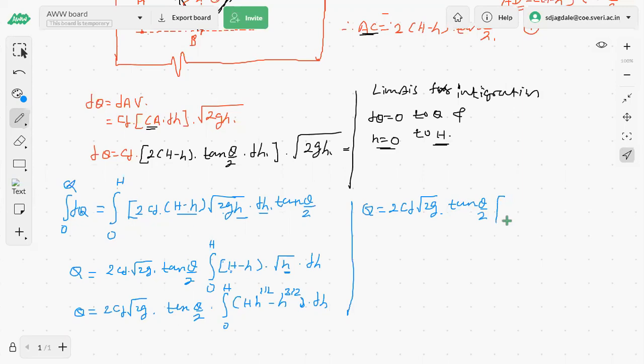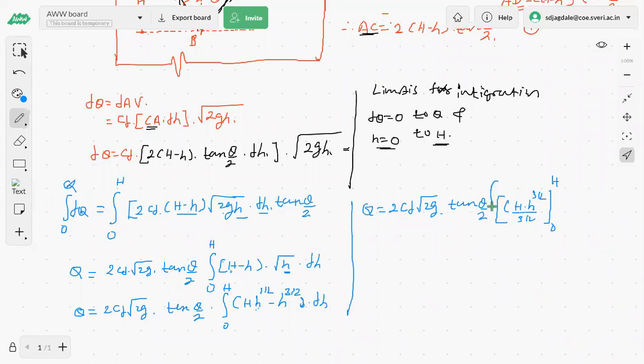Now integration of, no, this will not be it, this will be... what is the integration for this term? Taking the first term, H, 3 by 2 divided by 3 by 2, H into small h raised to 3 by 2 upon 3 by 2, limit will be from 0 to capital H.